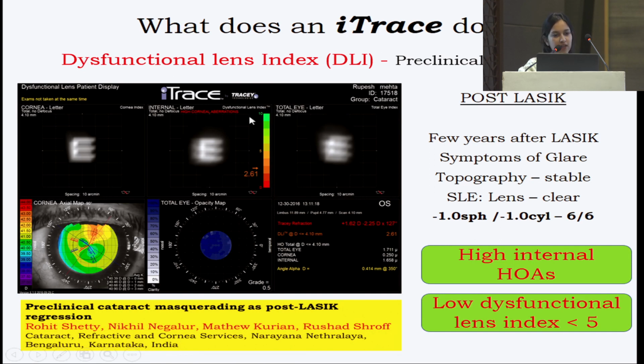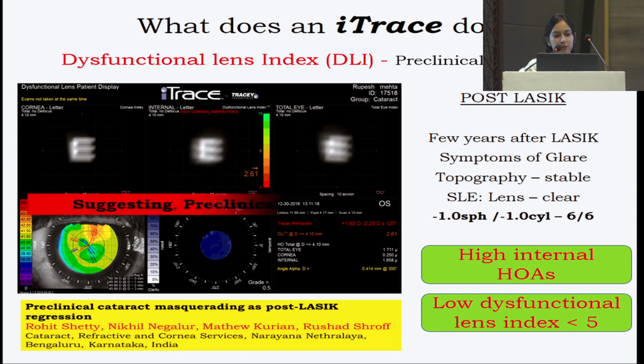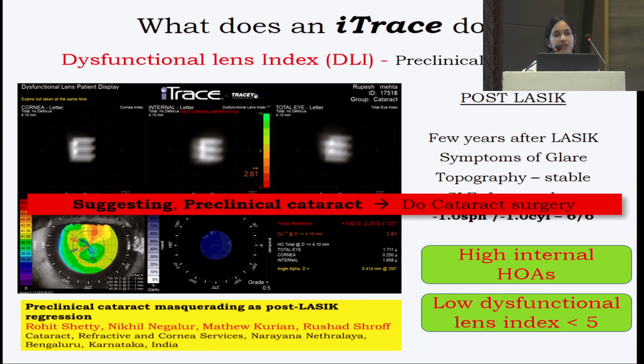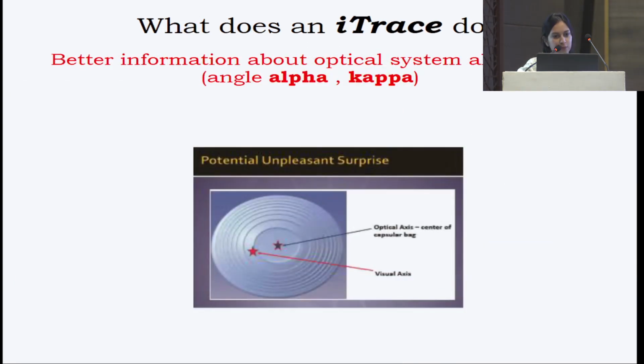10 is a very good lens functional index, and coming down reduces the lens quality. So here the lens quality reduced from 10 to 2.6, and internal aberrations were very high, whereas the corneal aberrations were completely normal. This suggests it is a preclinical cataract, not a lens regression or a corneal regression after LASIK surgery, and you need to plan a cataract surgery early for this patient.